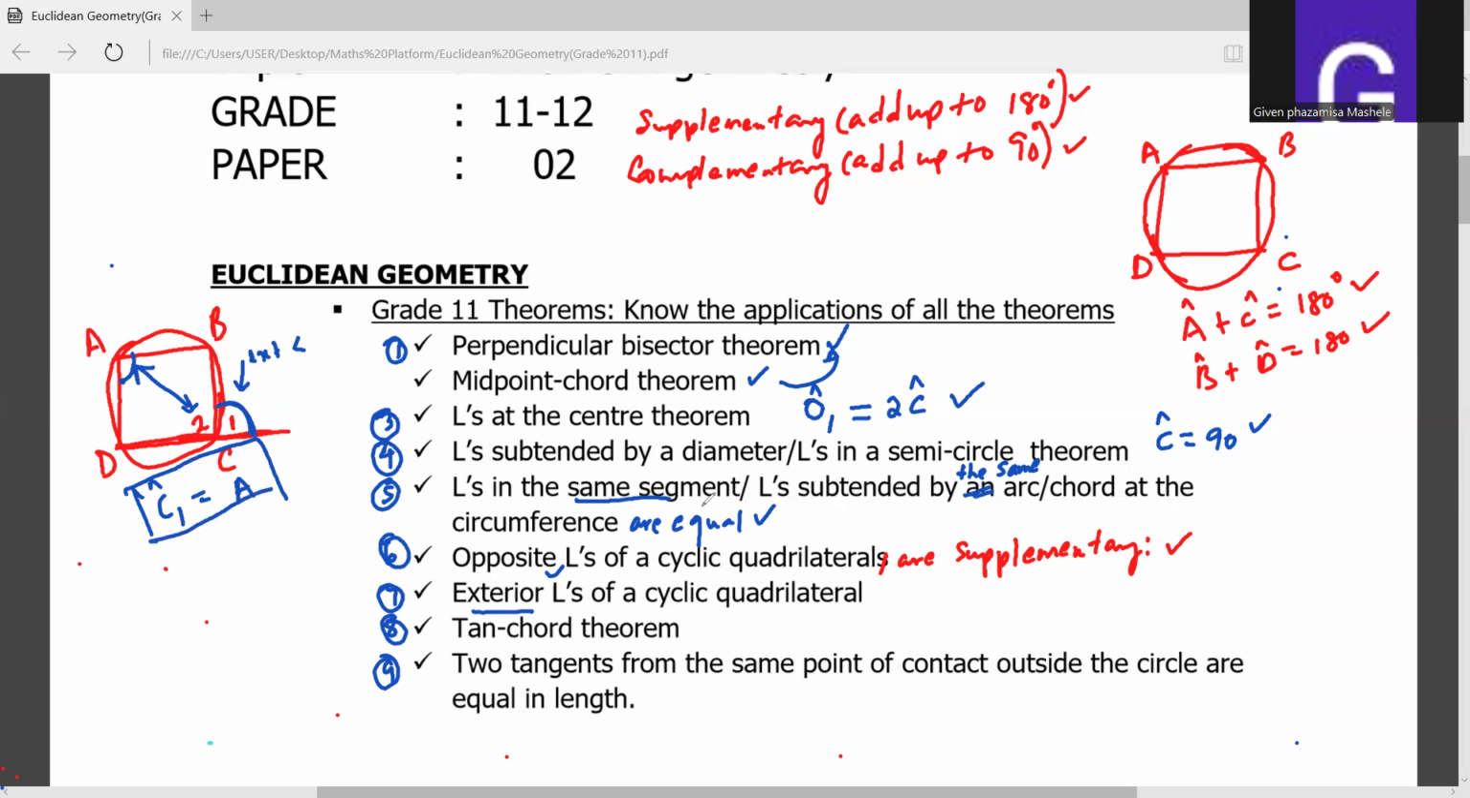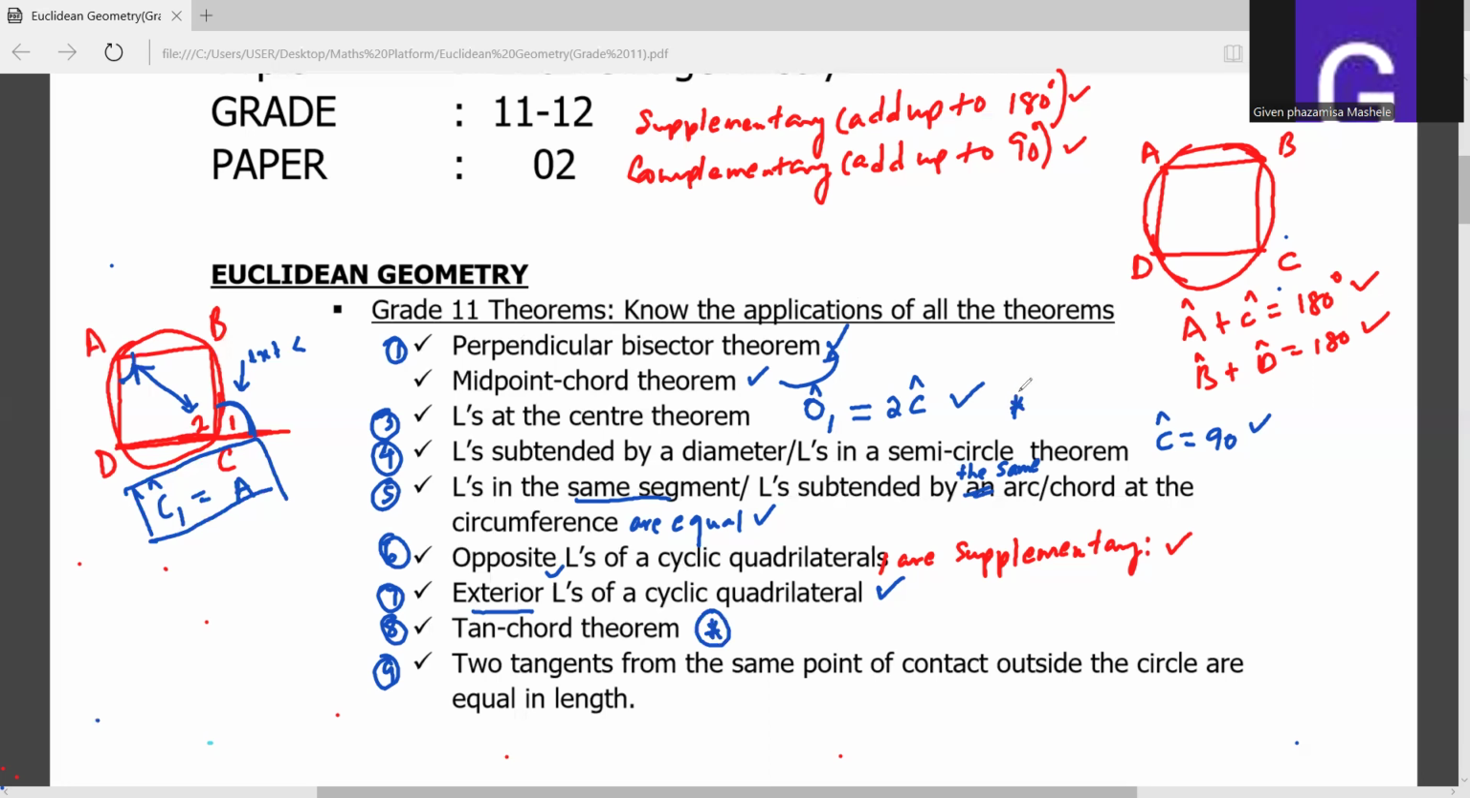I believe you're following. Then theorem 8, and guys, this is very important. The angle at center theorem and the tan chord theorem, these are very important, guys.